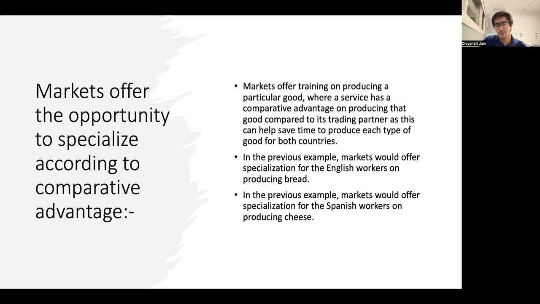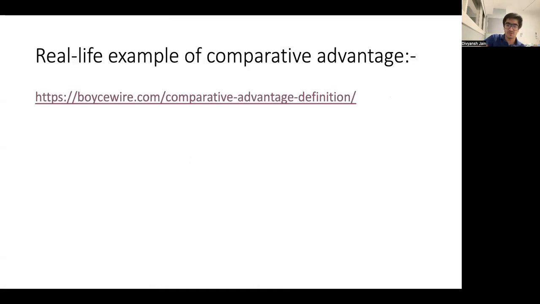In the previous example, we have seen markets would offer specialization for the English workers on producing bread as they had a relatively comparative advantage. In the previous example as well, we saw that Spanish workers had a comparative advantage in producing cheese, so they would opt for specialization for the Spanish workers who produce cheese.